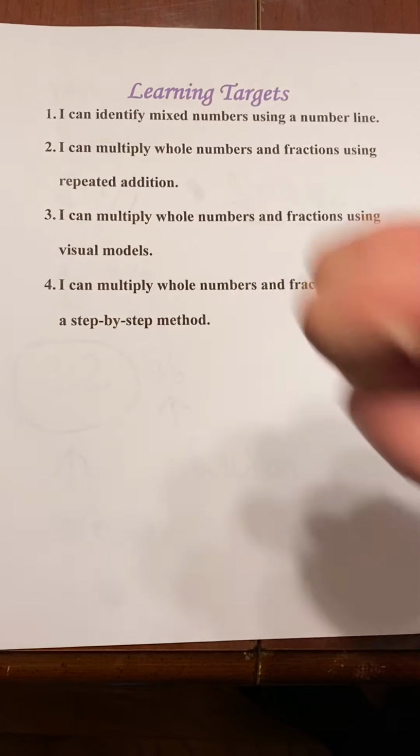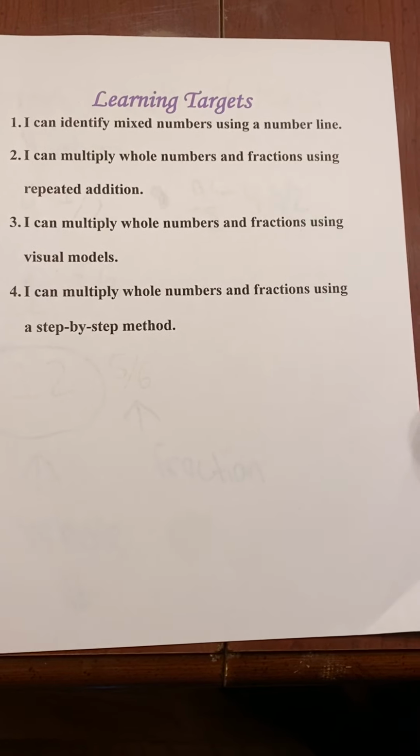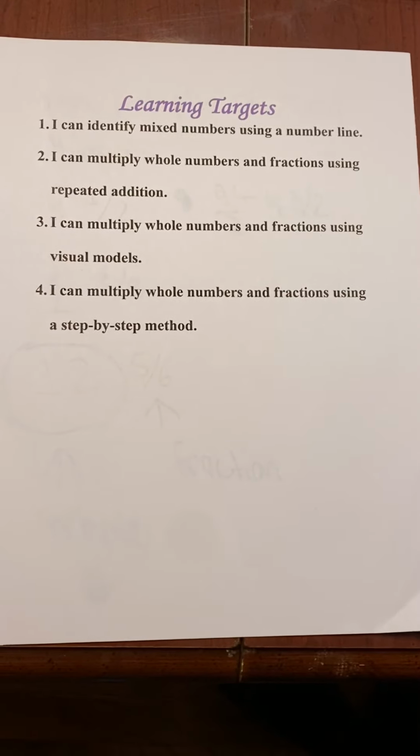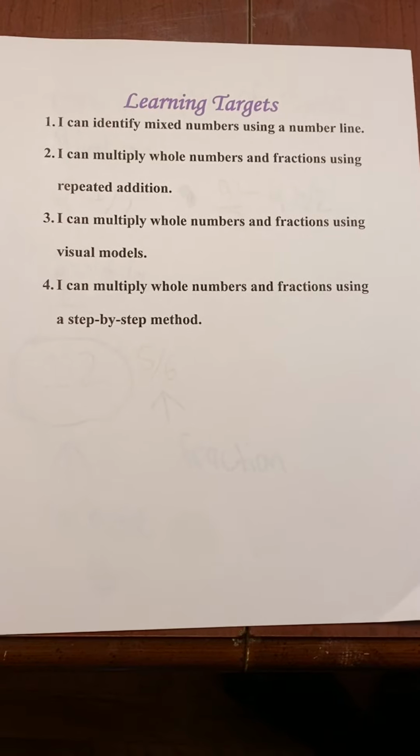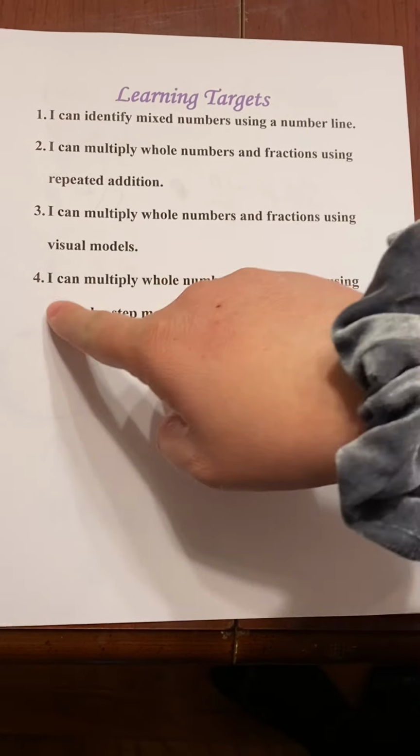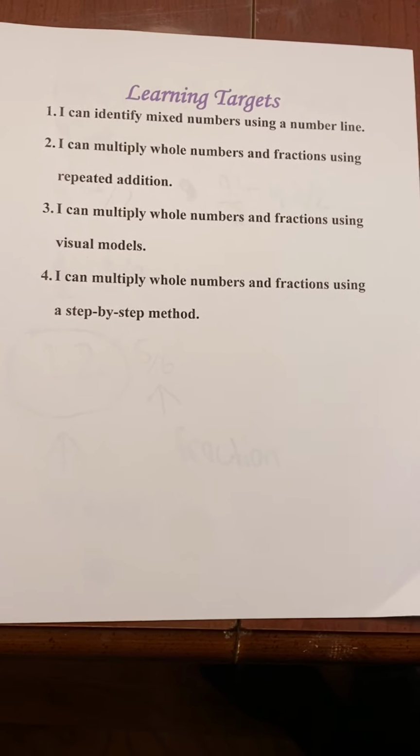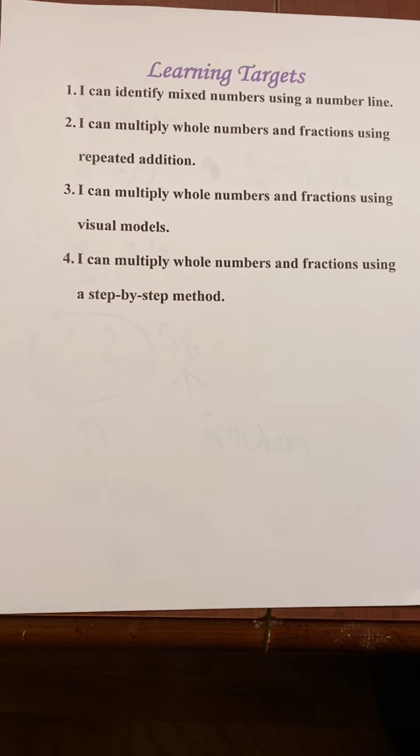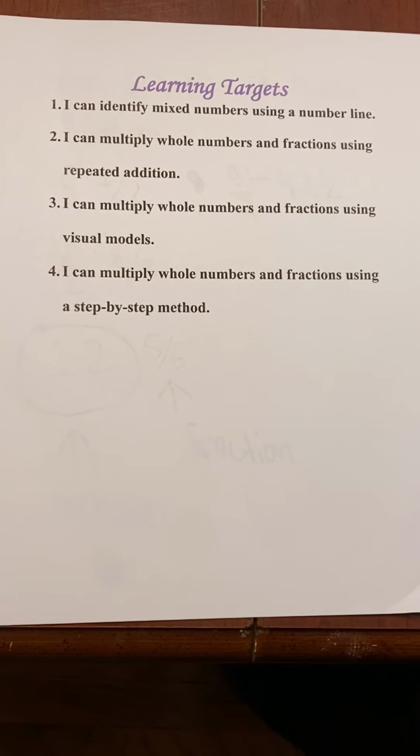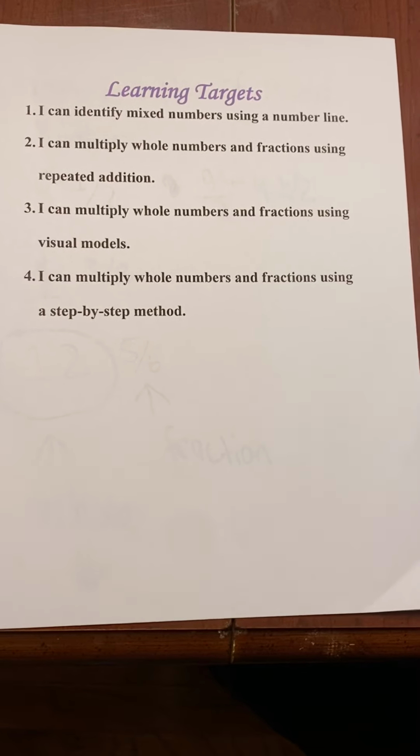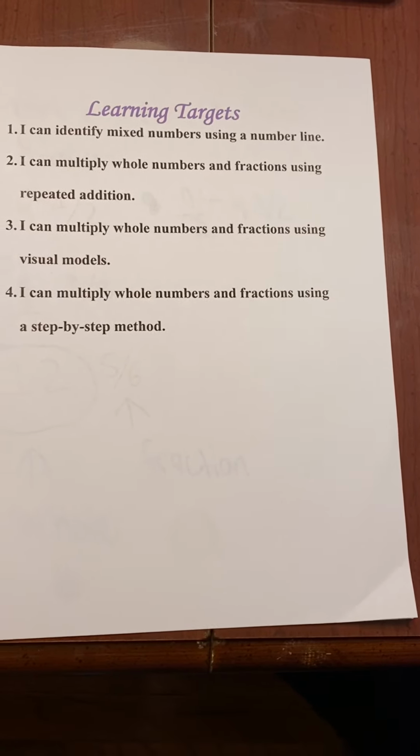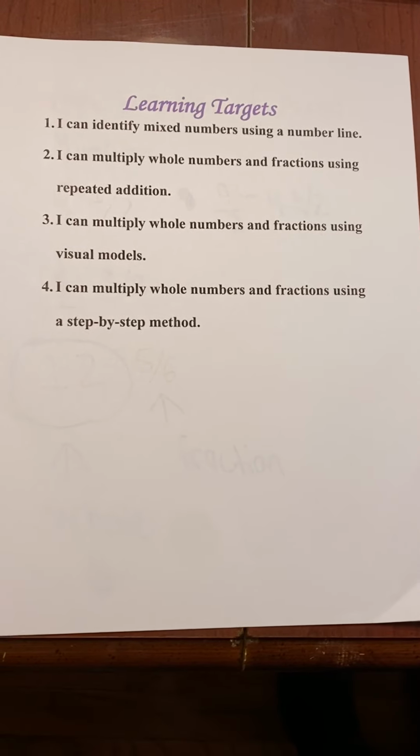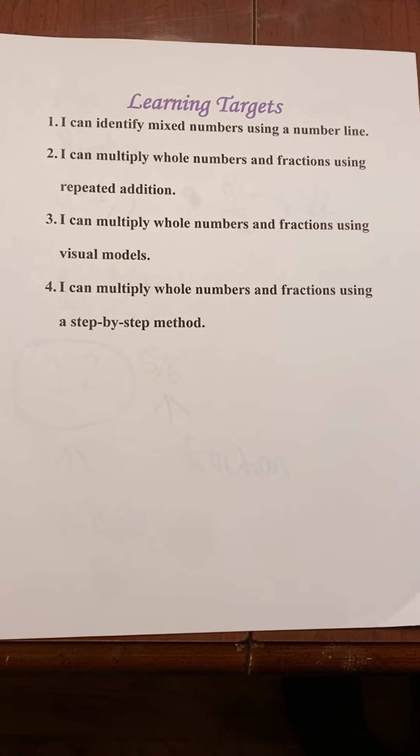The second one is I can multiply whole numbers and fractions using repeated addition. The third one is I can multiply whole numbers and fractions using visual models. And the fourth one is I can multiply whole numbers and fractions using a step-by-step method, or you can call it a traditional algorithm. Sorry, it's algorithm. It's a traditional algorithm, and it's basically just a step-by-step method.